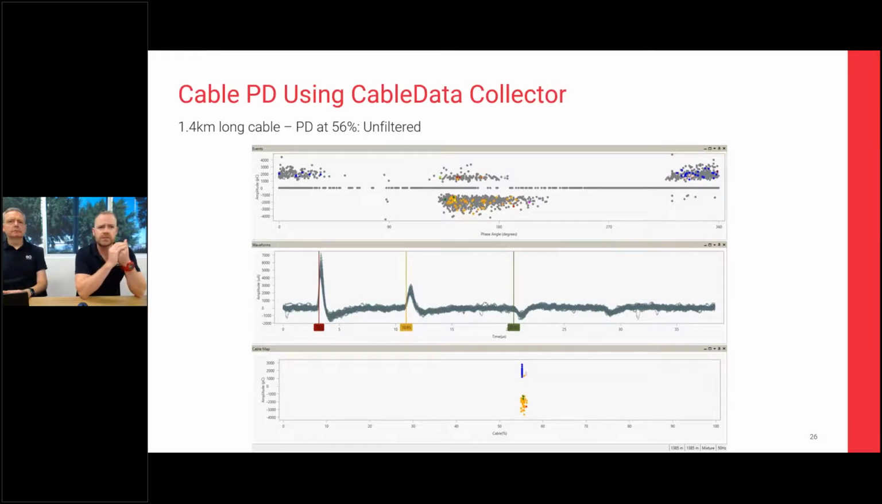So this is a case study. This is a real life case study where we've got a 1.4 kilometre long cable. It's both paper lead and XLPE cable, and PD was identified at 56% of the cable's length from where you're testing. So just over 700 metres, 750 metres, whatever the maths is on that. What we're talking about here is your unfiltered data.